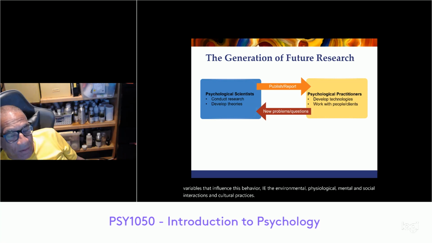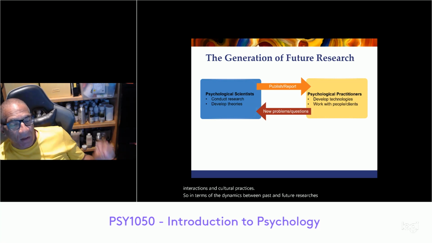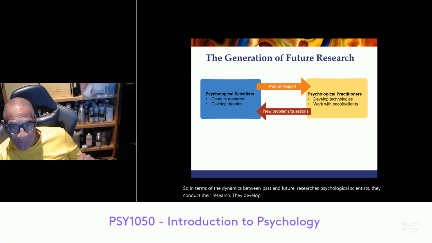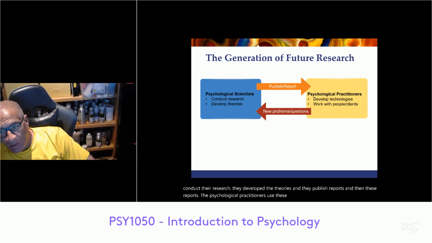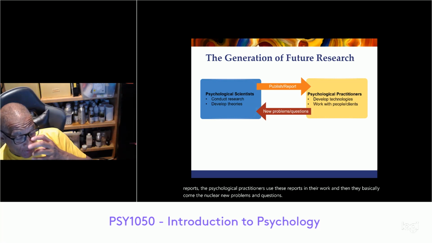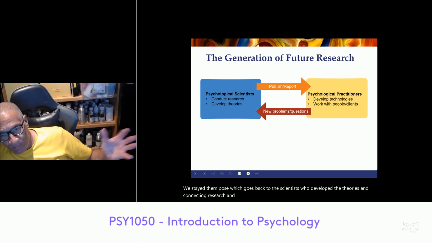So in terms of the dynamics between past and future research, psychological scientists conduct the research, develop the theories, then publish reports, and then the psychological practitioners use these reports in their work. They come up with new problems and questions, which they then pose, which goes back to the scientists who develop the theories and conduct the research. And it's a dynamic that goes back and forth.